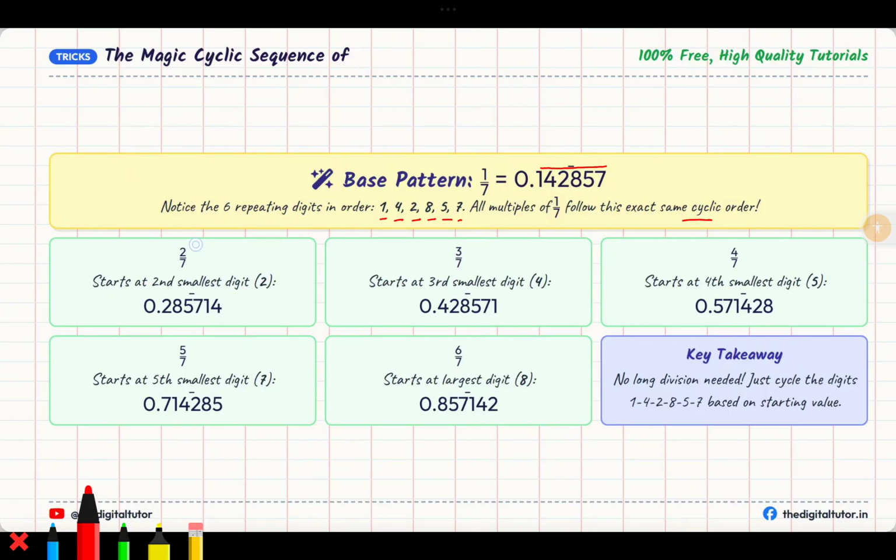So let's take the example of 2 by 7. It starts at the second smallest digit, 2. In this series of numbers the second smallest digit is 2. So it will start from 2 and continue. So 2 by 7 will be 0.285714. Similarly 3 by 7 will start from the third smallest digit. The third smallest digit is 4. So it will start from here and go on. So 3 by 7 will be 0.428571. Similarly we can find out 4 by 7, 5 by 7 and 6 by 7.